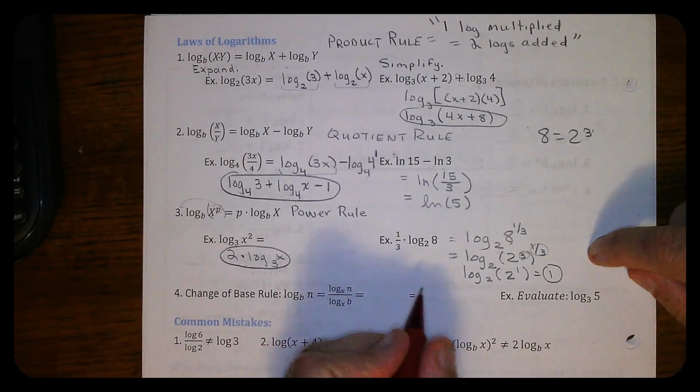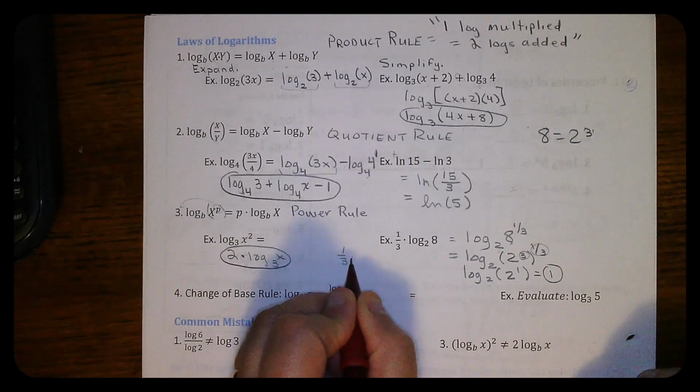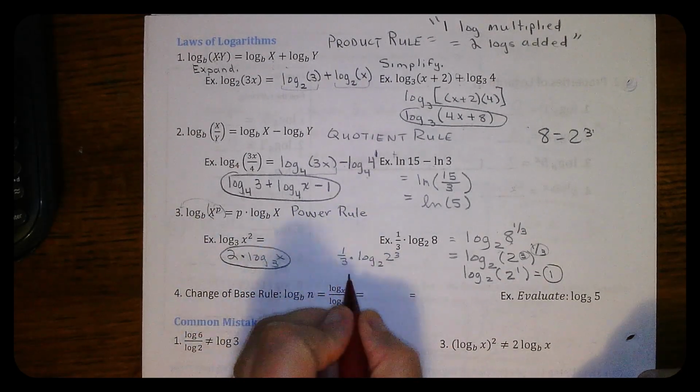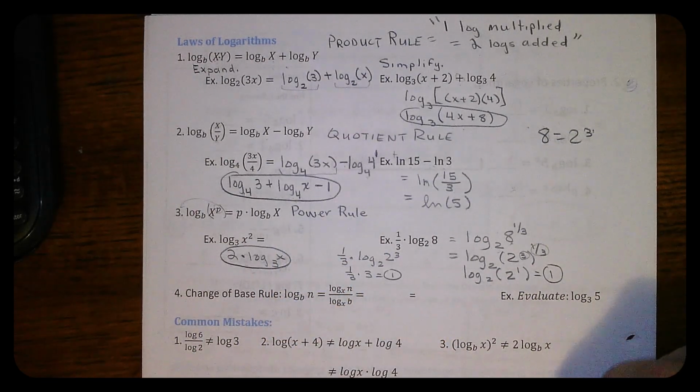And furthermore, you could have done this differently. Maybe you noticed that right off the bat. Maybe you said, okay, 1/3 times the log base 2 of 2 cubed, that's 1/3 times 3. So either way.